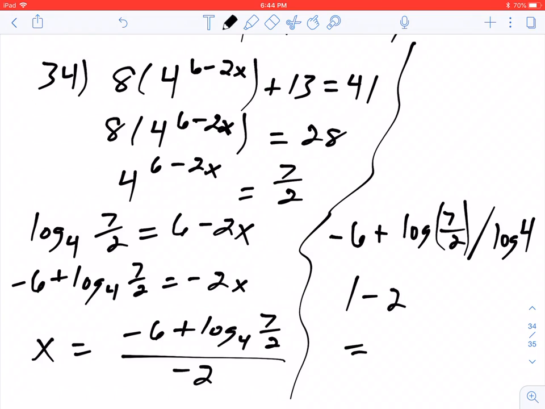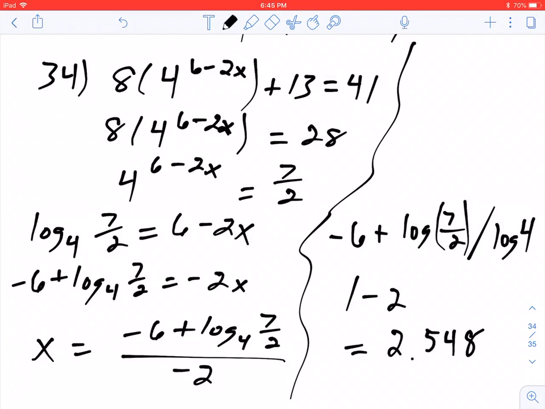And then we're going to divide that by negative 2. We get an answer of 2.548. So there you go. Okay, moving on. Now 48 and 56 come from a different section.